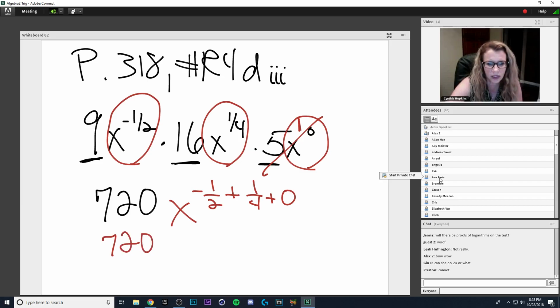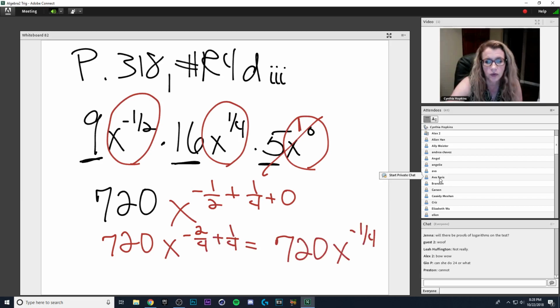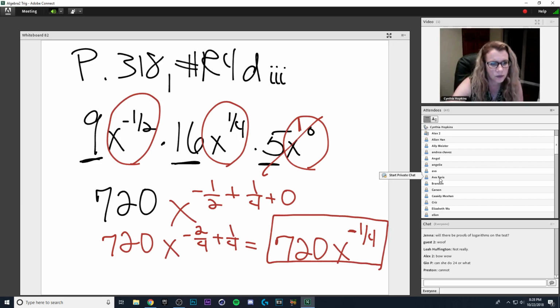So in this 720x, and now my exponent, I'm going to rewrite that negative 1/2 as negative 2/4 so that I can add it to positive 1/4, and so I get 720x to the negative 1/4 power. So if their directions say write your answer so that there are no variables in the denominator, then that would be your answer. If, however, they say write your answer so you have no negative exponents, then I would rewrite this as 720 over x to the positive 1/4.